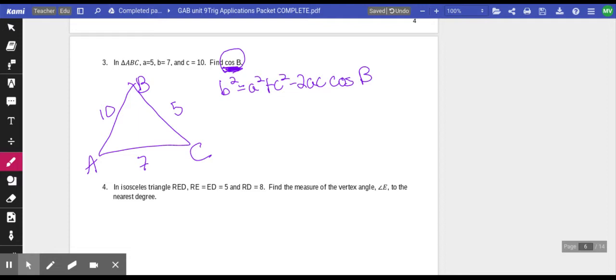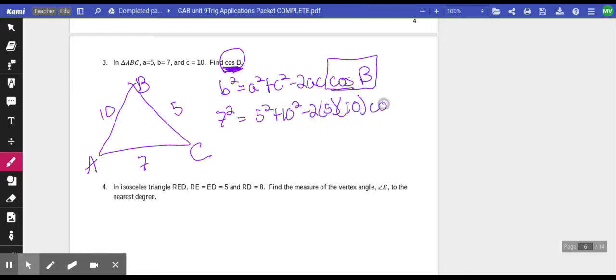So I'm trying to find the cosine of B. If this is what I'm trying to solve for, I'm going to substitute my other information. So 7 squared equals 5 squared plus 10 squared minus 2 times 5 times 10 times the cosine of B. Here I can't just put stuff in my calculator. I actually have to do the algebra and solve.